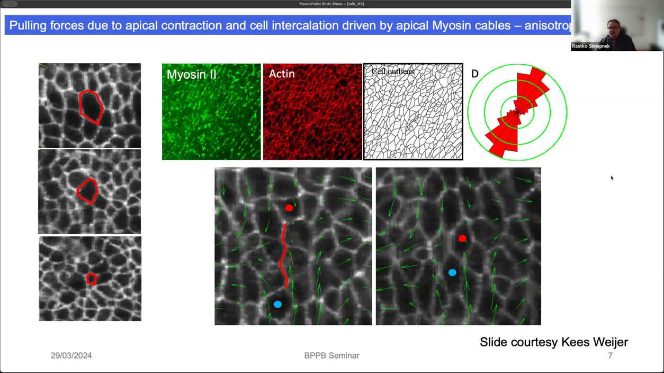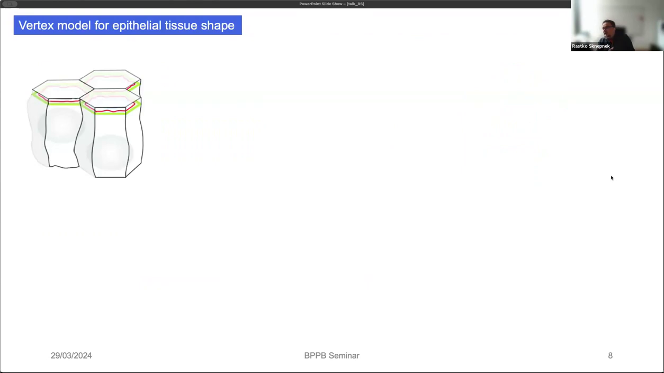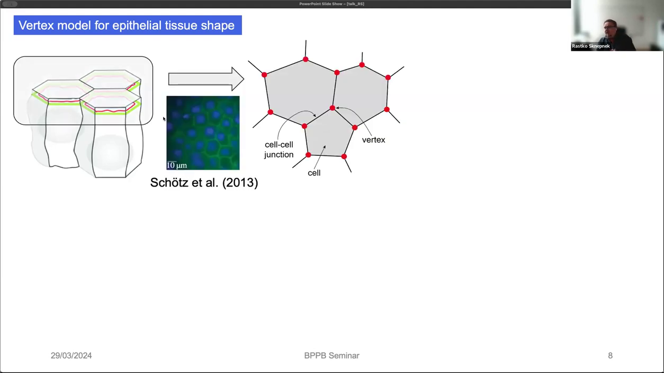Okay, so how do we go about modeling something like this? Well, our tool of choice is the vertex model. As I said, many people work on this using continuum modeling, but we decided to sit at the cell level scale. So this is a cartoon of an epithelium. The epiblast is an example of an epithelial sheet. Epithelial cells are complicated cells, but for the purposes of this level of modeling, we only focus on their apical side, on their top side, which looks like a polygonal tiling of a plane.